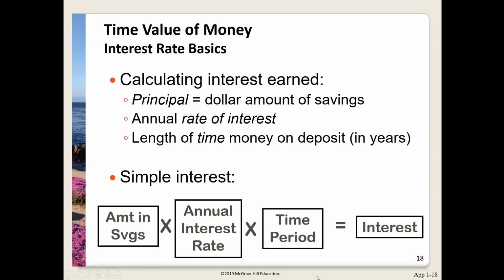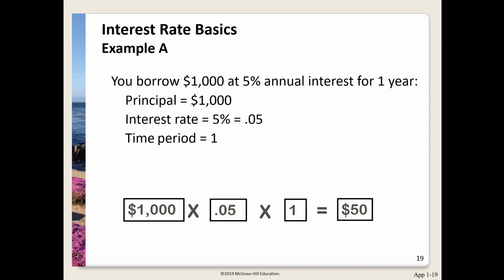Though very uncommon today, we are going to look briefly at simple interest. Simple interest has 3 components: the principal, the amount invested or saved, rate, the annual rate of interest, and time, the length of time the money is invested or stays on deposit. This is example A on page 32 and 33. The principal is $1,000, the rate is 5%, so it's 0.05, time period is 1 year. So the interest owed is $50.